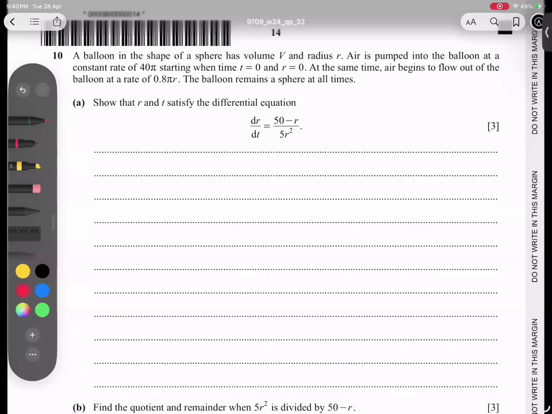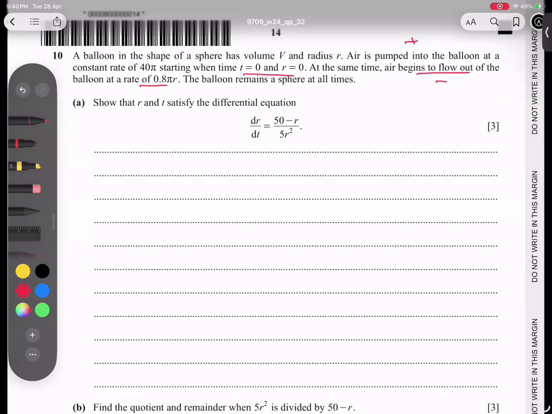Question number 10, students. We have a balloon in the shape of a sphere, having volume V, and air is pumped in, which is called positive, at the constant rate 40 pi. And at time 0, air at the same time begins to flow out. This is called negative, and this rate is given. So no proportional word is there, so it means we will not use k here. So what we do, inshallah, we're going to start now.